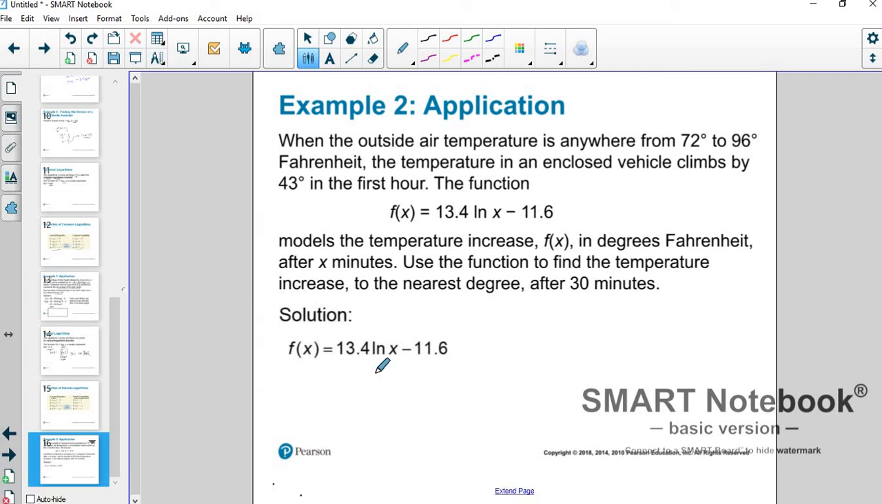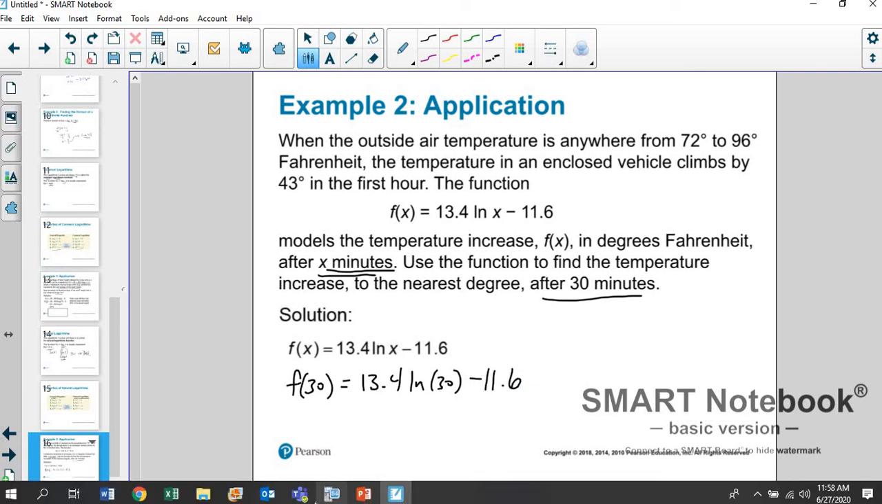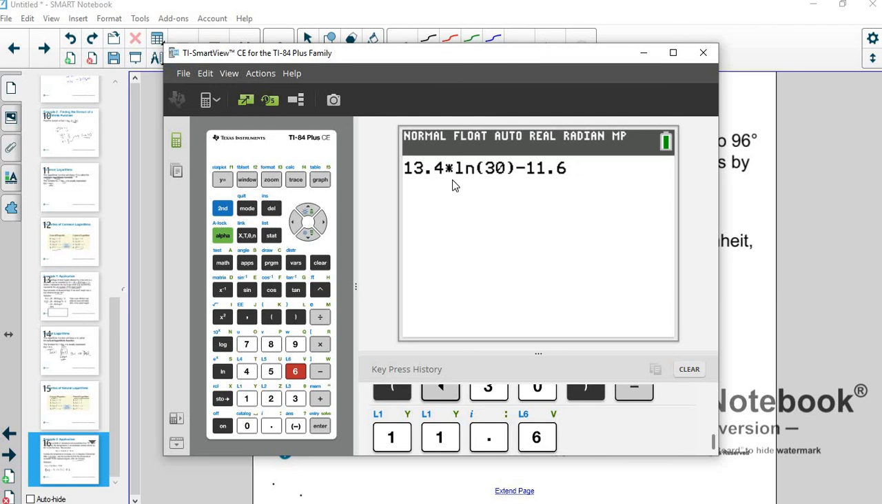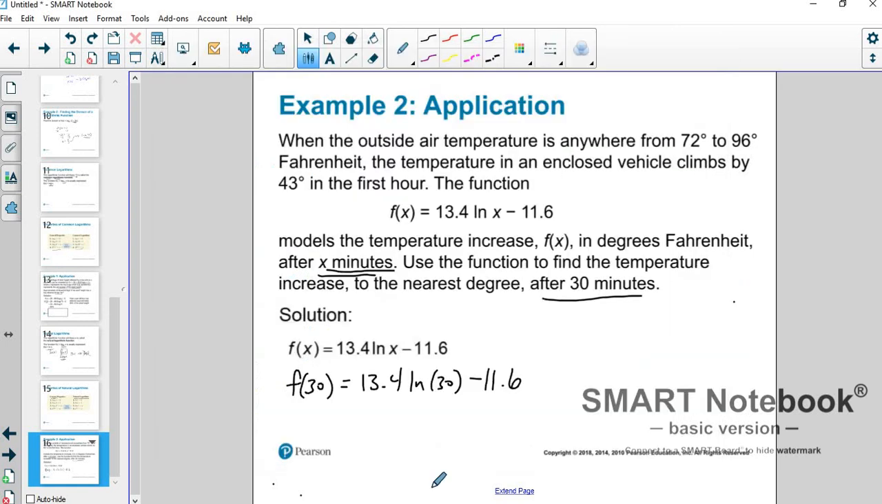Okay, so what are we doing here? X is the number of minutes in which the air temperature has been changing in an enclosed vehicle. So after 30 minutes, what are we going to do? We're going to find f of 30. And so that gives us 13.4 natural log of 30 minus 11.6. If you plug that into your calculator, I've already typed it in here, 13.4 times ln is over here, okay? 30, make sure you close the parentheses, minus 11.6. If you hit enter, you get 33.976.